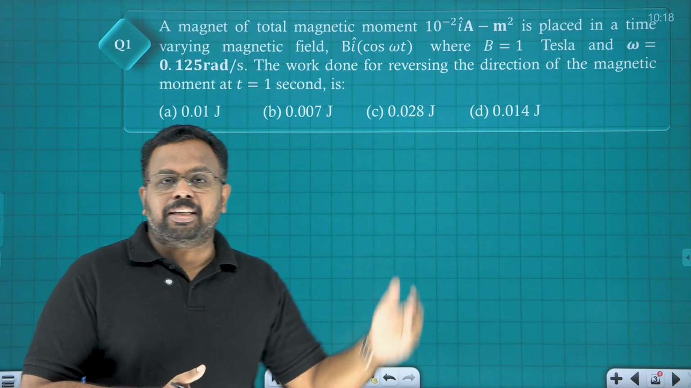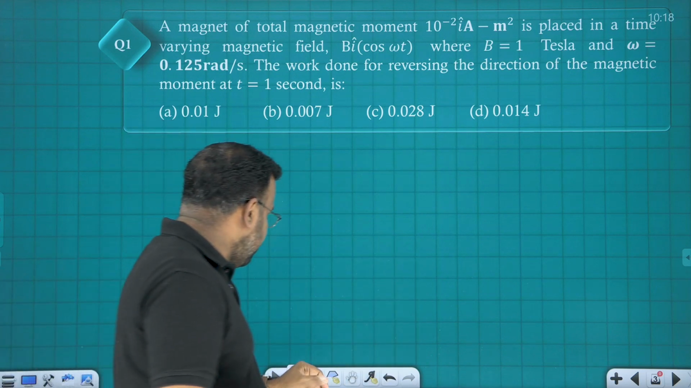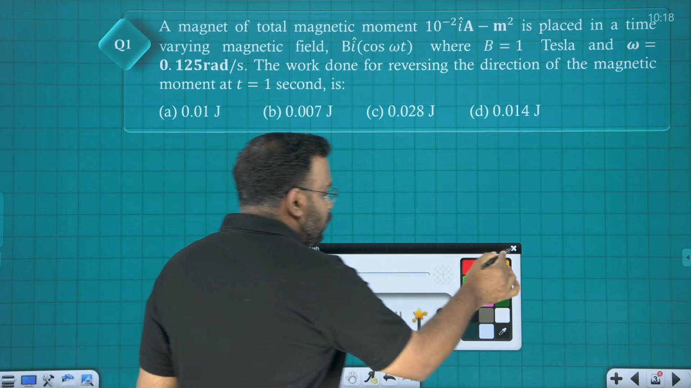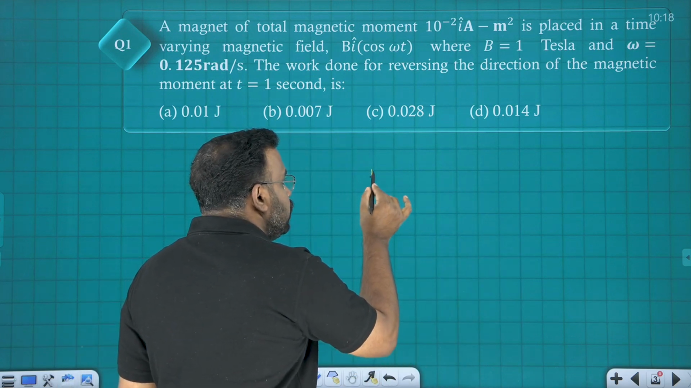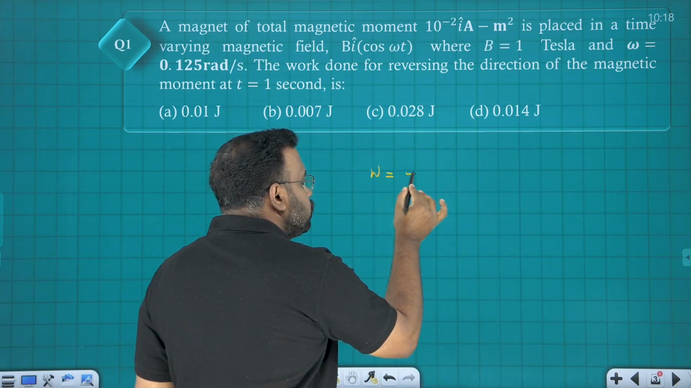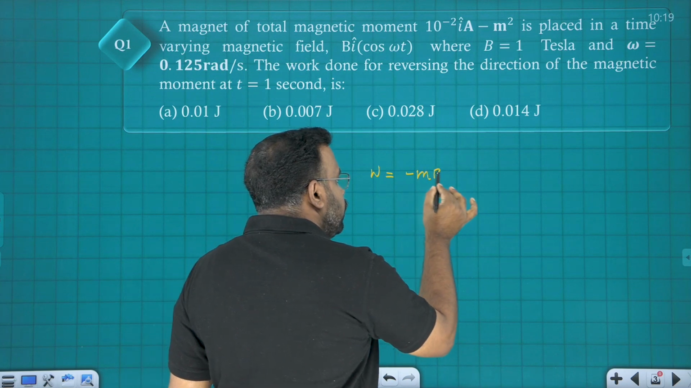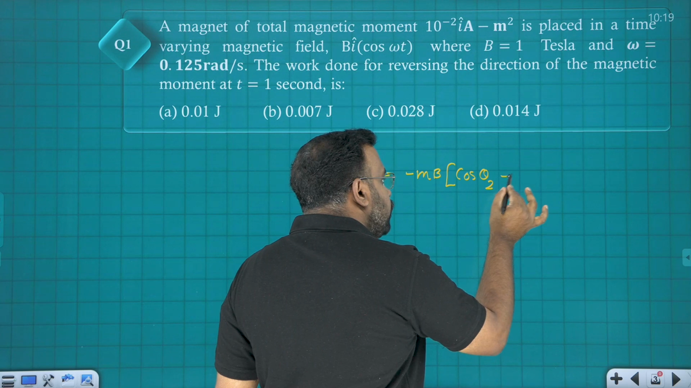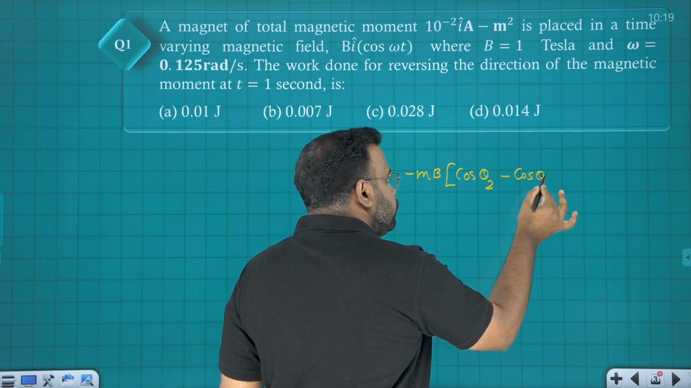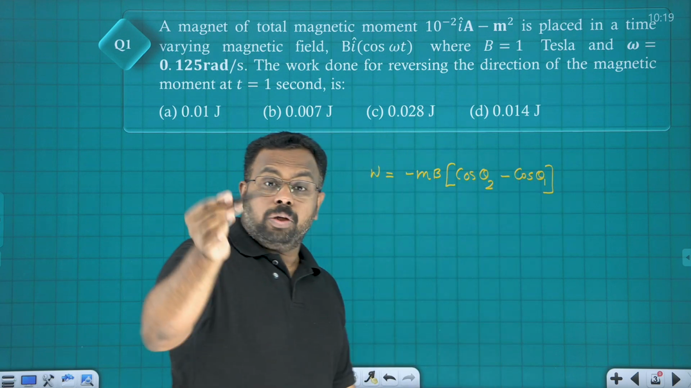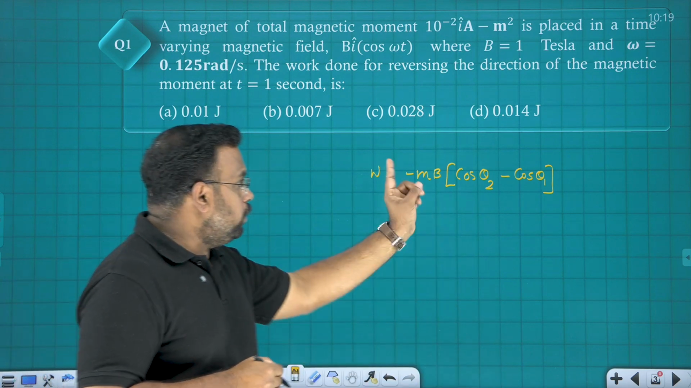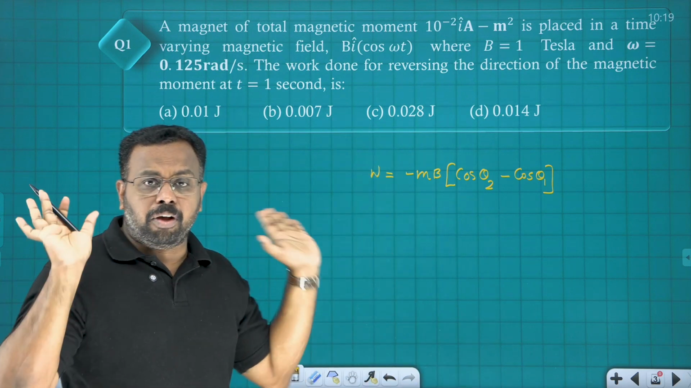You know that from the magnetism and matter chapter, we have a direct formula for work done in rotating a dipole. What is it? Work done in rotating a dipole is W is equal to minus MB into cos theta 2 minus cos theta 1. What are theta 1 and theta 2? Theta 1 is the initial angle and theta 2 is the final angle. M is the dipole moment, B is the magnetic field. This is the formula for the work done.